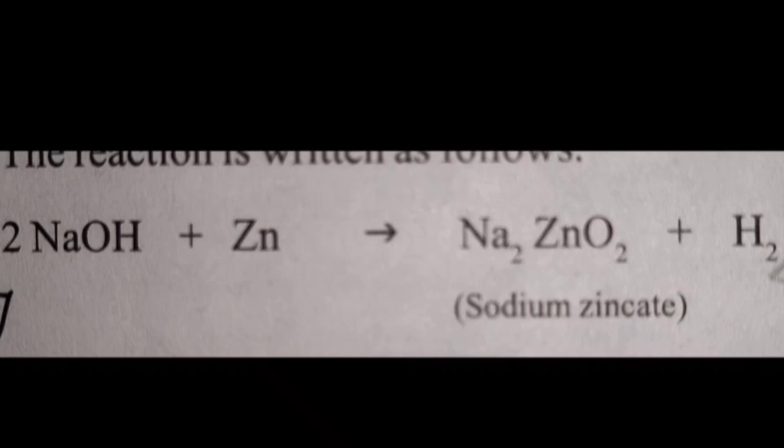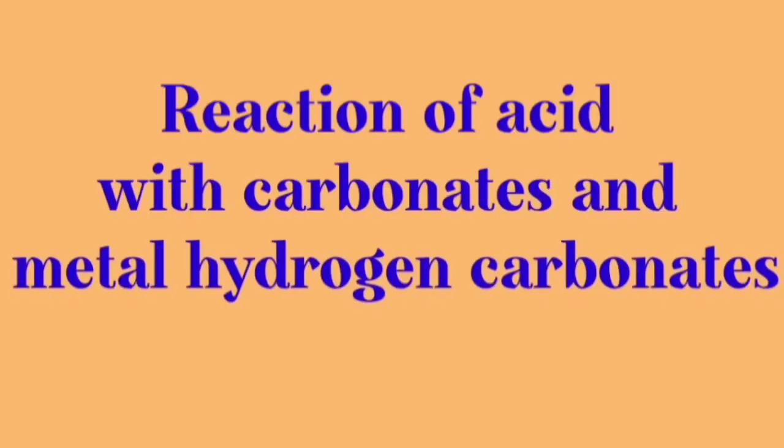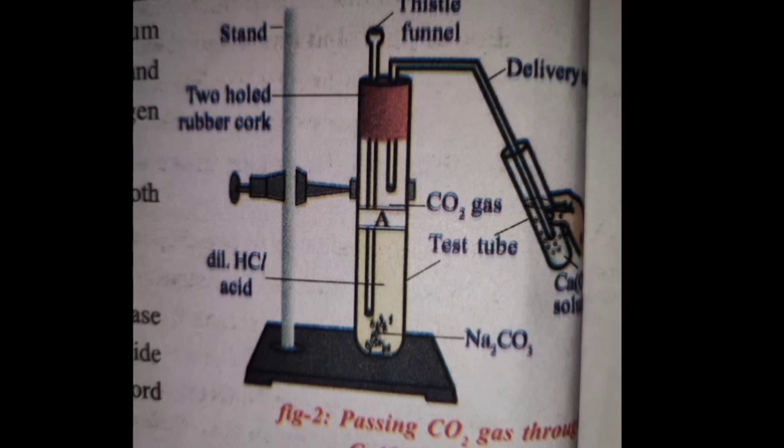Next activity, with carbonates and hydrogen carbonates. Reaction of acid with carbonates and metal hydrogen carbonates. Take two test tubes, label them as A and B, take about 0.5 gram of sodium carbonate in test tube A and about 0.5 gram of sodium hydrogen carbonate in test tube B.